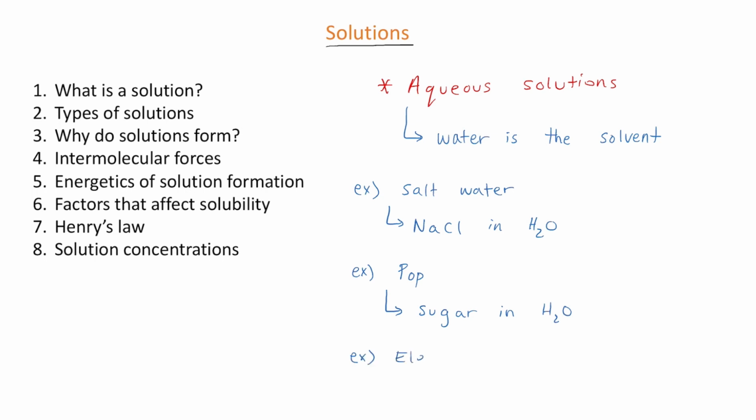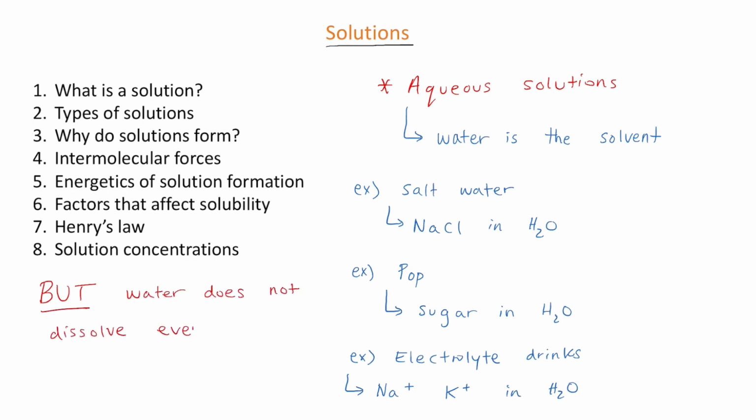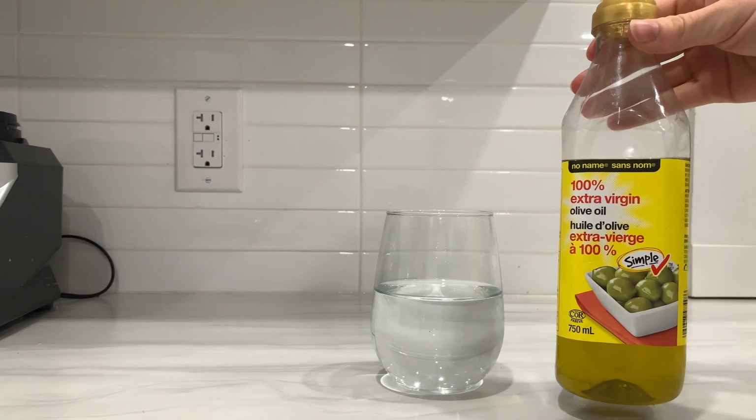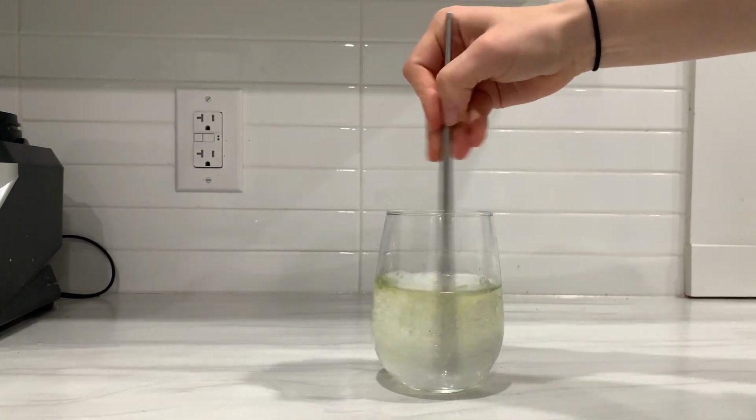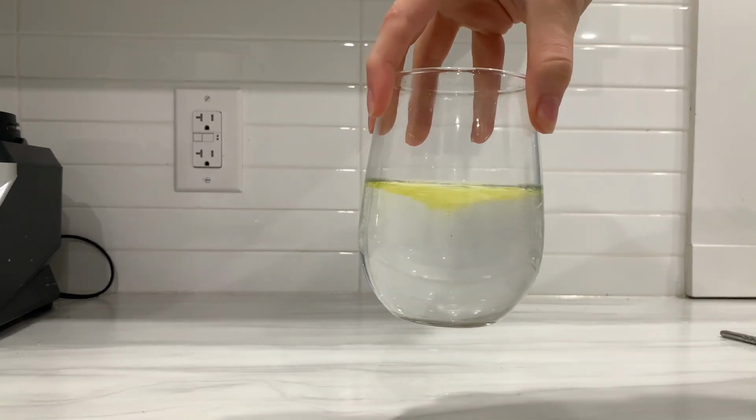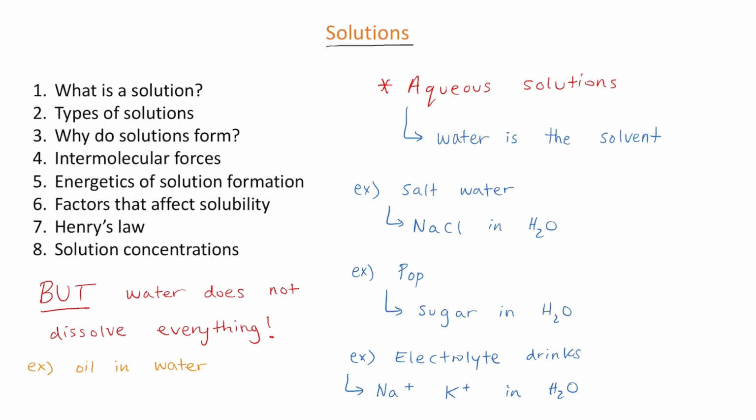And what about electrolyte drinks like Gatorade? These are aqueous solutions as well. They contain ions like sodium and potassium dissolved in water. But fair warning, water does not dissolve everything. For example, have you ever tried to mix oil with water? No matter how much stirring you do, the oil does not want to mix with the water. And now why is this? Why will some substances form solutions, but others won't?